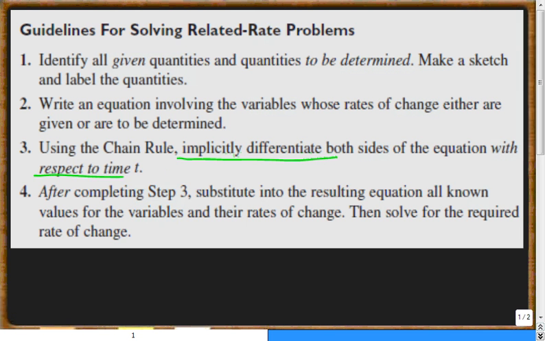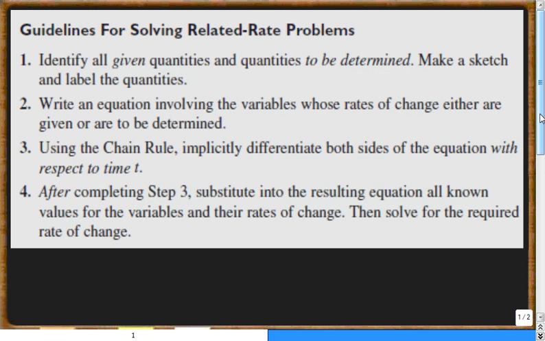And the main thing is you're respecting time here. So with all these problems, we're differentiating with respect to time as time passes. So any variable that you take the derivative of that is not time, you have to create its own special variable for it. And then after completing that, you substitute everything.